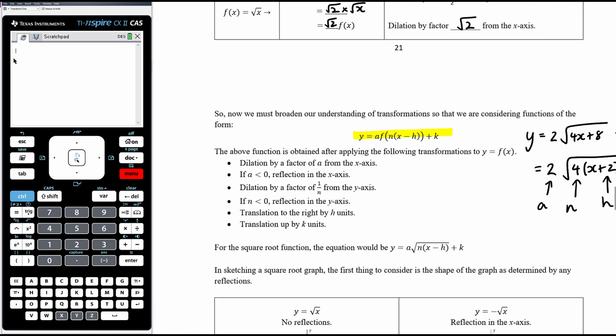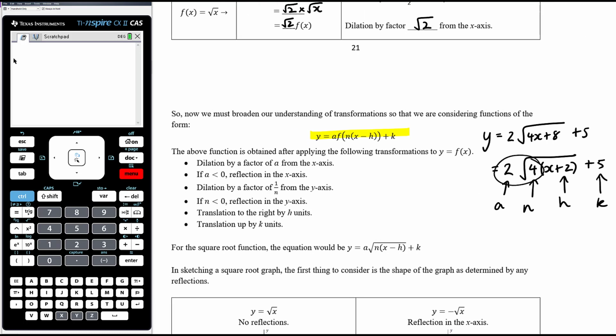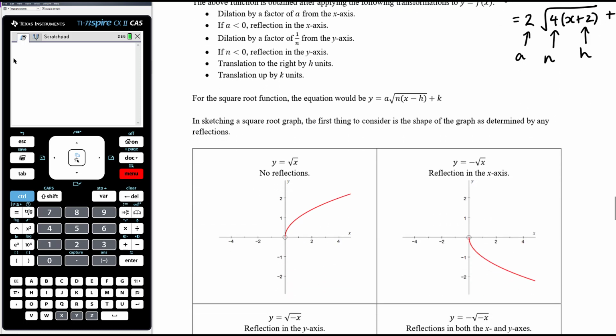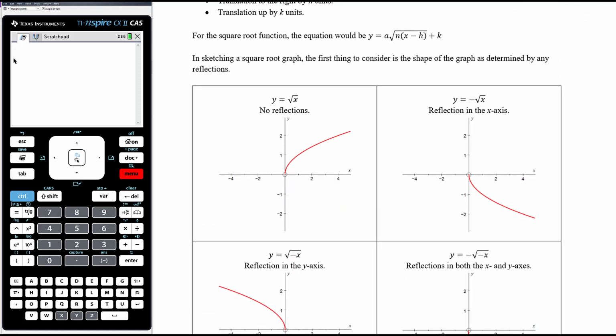And we would do it in that order: dilations and reflections from the a and n values, and then translations. Next year we'll talk about how we can become a bit more flexible with the order, but for now we want to focus on getting your function in this form, and once it's in that form, dilation and reflection first, and then translation.